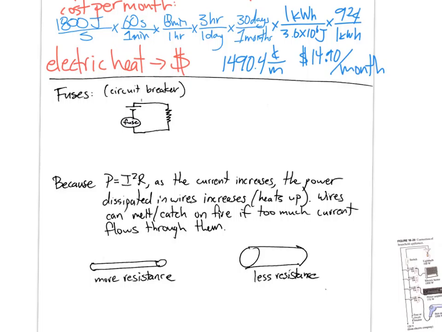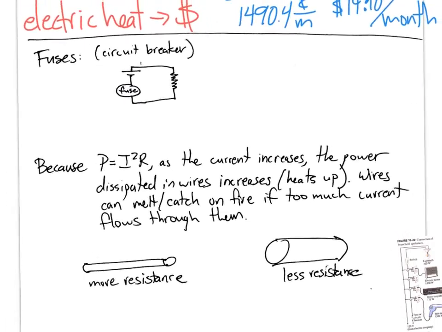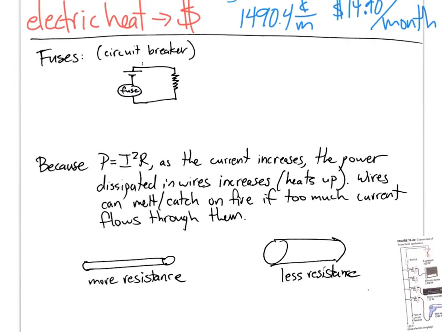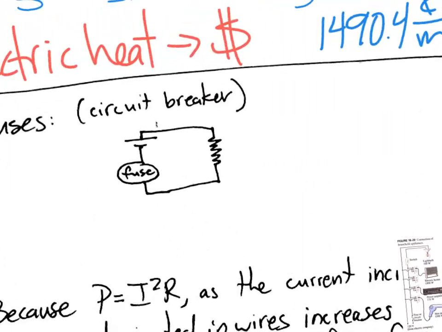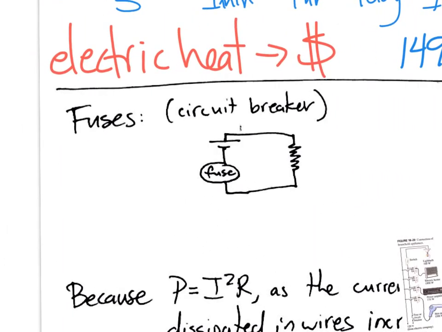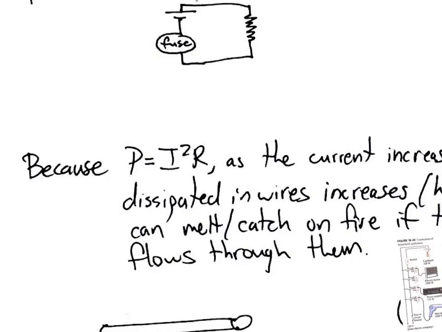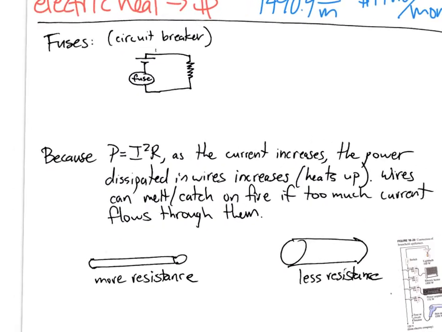All right. So a fuse. A fuse, or a circuit breaker, is basically something within a circuit that can open or close like a switch based on how much current is flowing through.